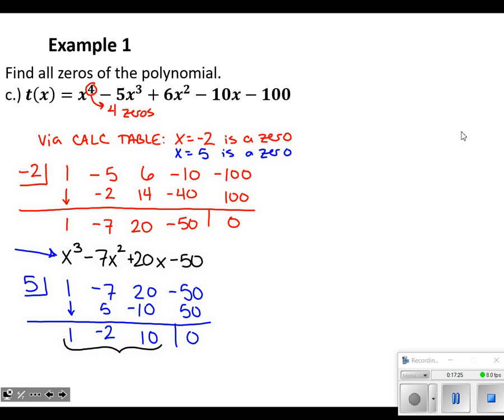We're left with x squared minus 2x plus 10. Where does that stuff equal 0? Those are going to be our remaining roots. I'm looking at magic numbers. I can't think of 2 numbers that would multiply to be 10 and add up to -2. So it's looking like this is not factorable. We better switch to quadratic formula.